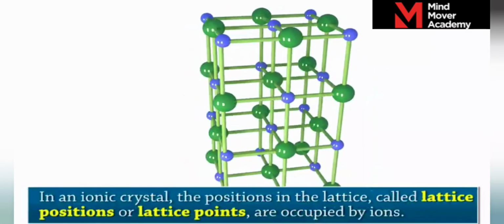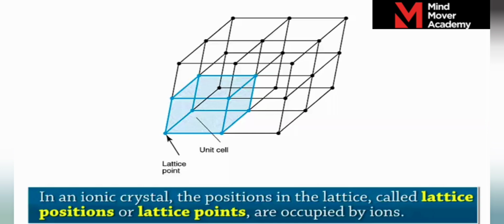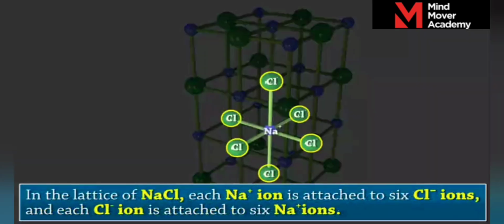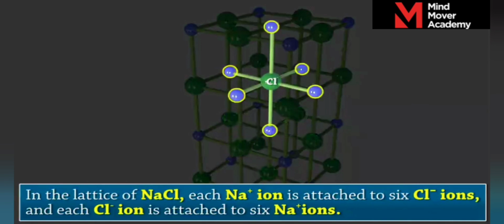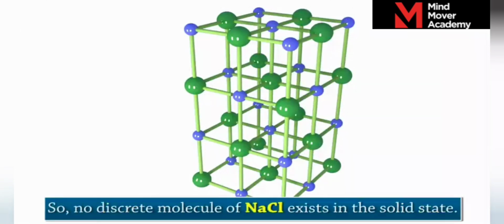In an ionic crystal, the positions in the lattice, called lattice positions or lattice points, are occupied by ions. In the lattice of NaCl, each Na+ ion is attached to 6 Cl- ions, and each Cl- ion is attached to 6 Na+ ions. No Na+ ion is attached exclusively to any one Cl- ion. So no discrete molecule of NaCl exists in the solid state.